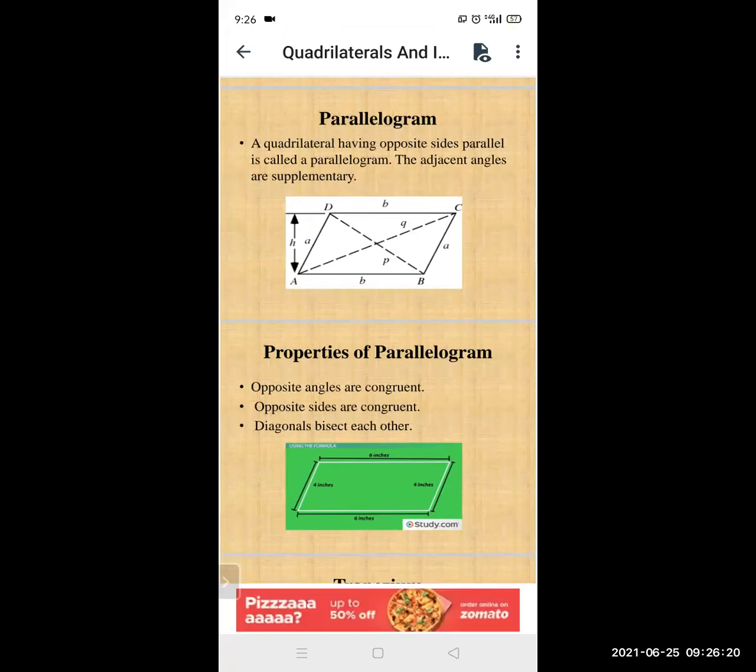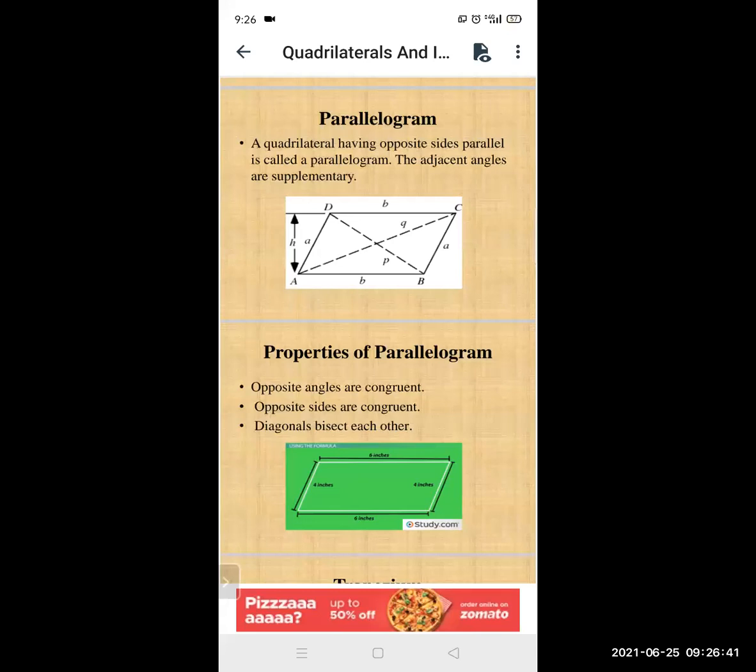A quadrilateral having opposite sides parallel is called a parallelogram. Opposite sides are parallel and the same. Opposite sides are parallel also and they are the same also. The adjacent angles are supplementary.